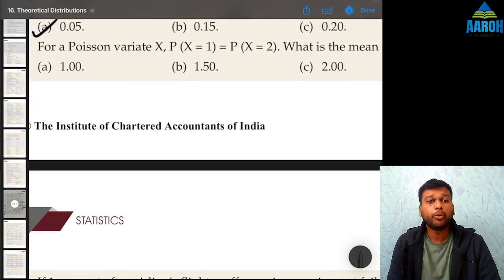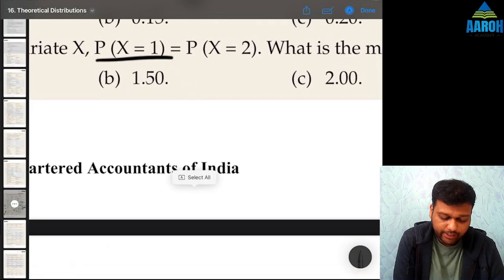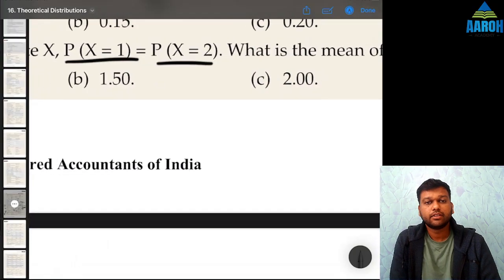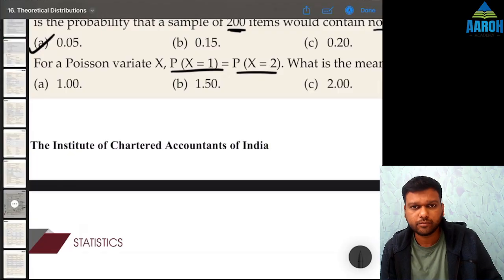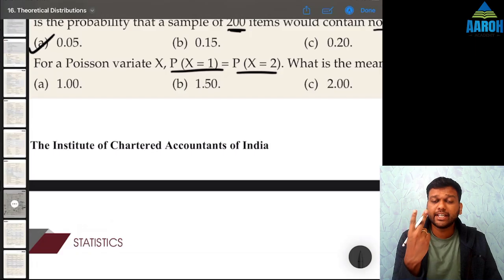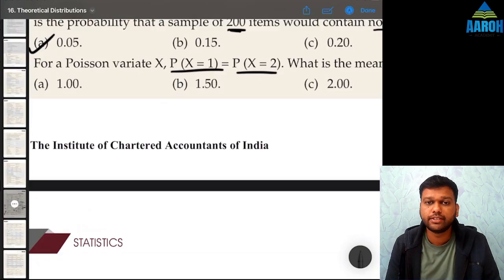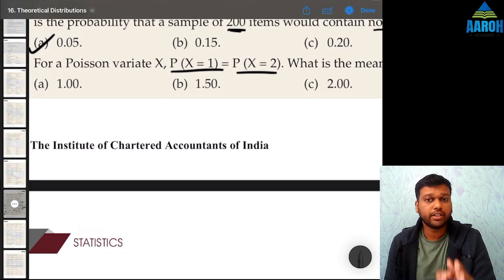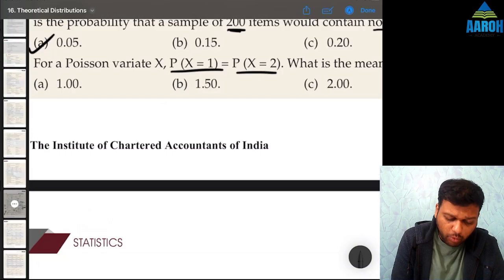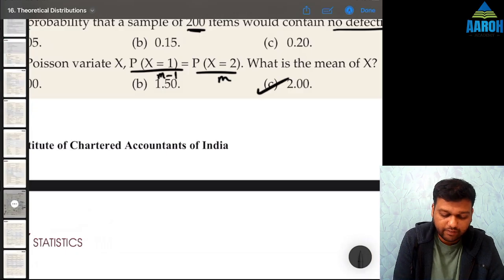Next, for a Poisson variate, probability that x is equal to 1 is same as probability that x is equal to 2. What is the mean of x? Now, there is a shortcut for this. I've already uploaded it in a separate video. I'll give a link to that. If two consecutive numbers have same probability in Poisson distribution, that means they are modes. And what are modes? The property of modes, if you see, it says that modes can be m and m minus 1. That means 2 has to be the m, which is mean, and C will be the correct answer.